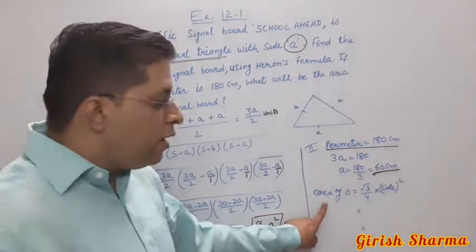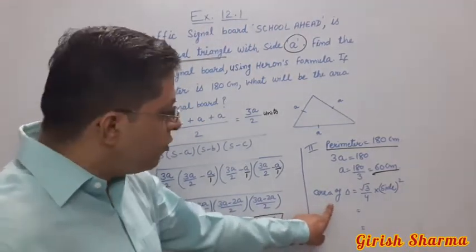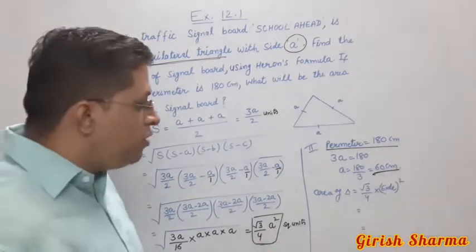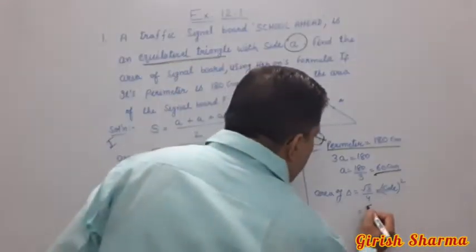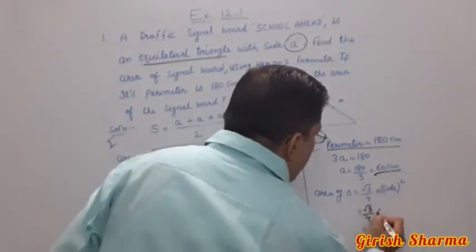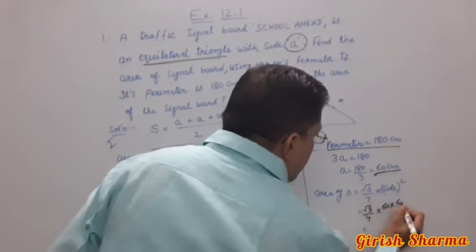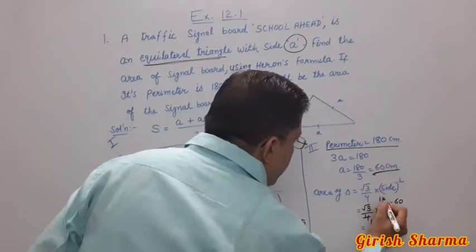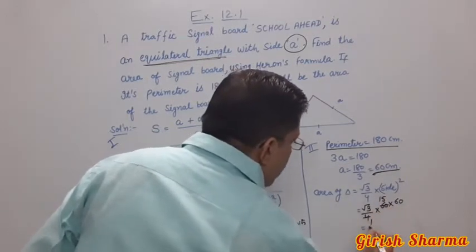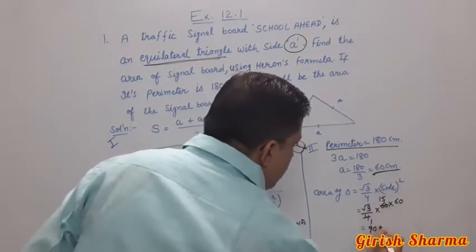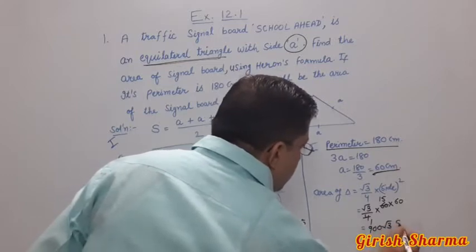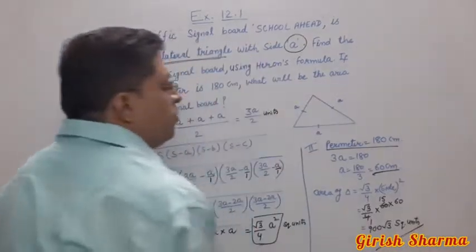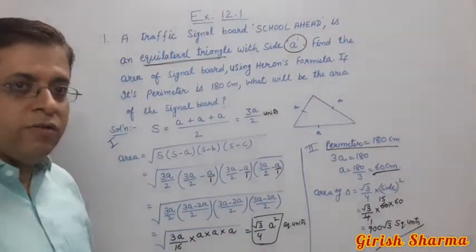Okay, now what to do? We have to find the area. What is the area of an equilateral triangle? Under root 3 upon 4 into side square, or A square. So under root 3 upon 4, this is 60 into 60. Okay. This is 15. 15 times 6 are 90. One more 0 will come. Square. This is your answer.